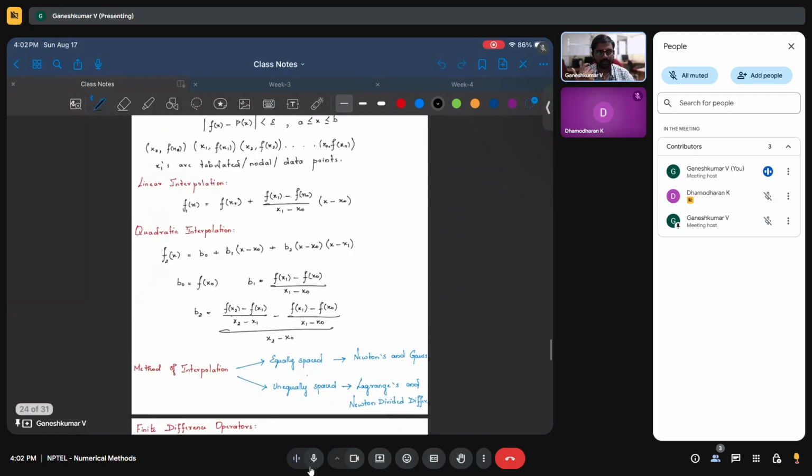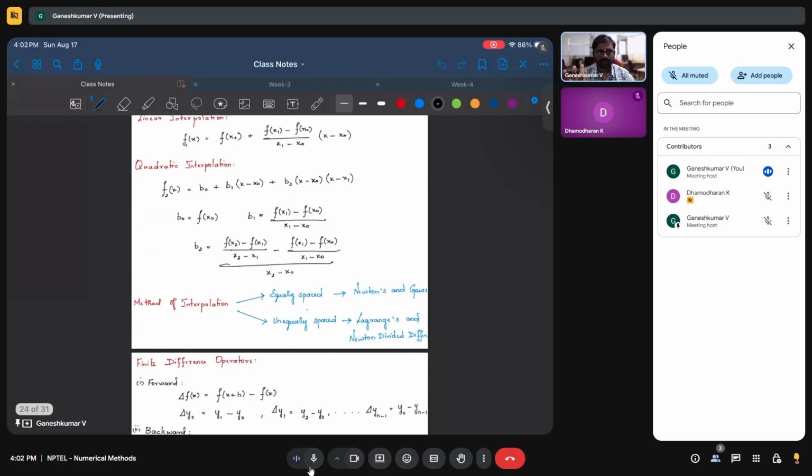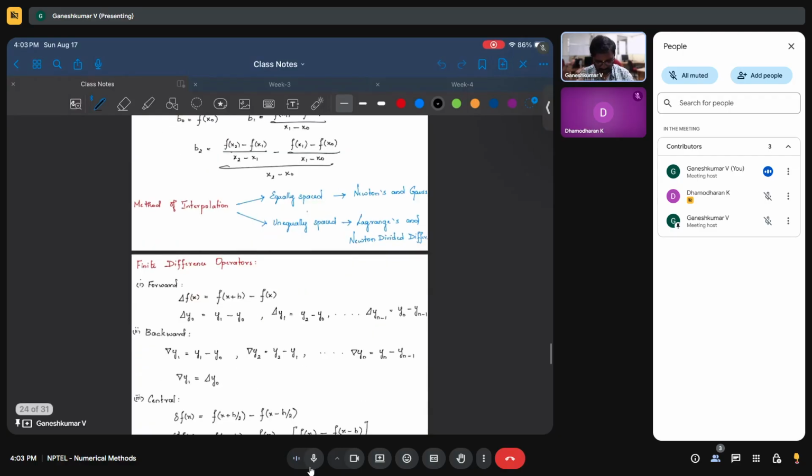So the first thing we saw is linear interpolation, quadratic interpolation, and then there are two different methods of interpolation. Broadly, you can classify them as whether the xi's are equally spaced or unequally spaced. Equally spaced methods are Newton's method and Gauss' method, and unequally spaced methods will be taught next week, which are the Lagrange method and Newton's divided difference method. So these are the broad classifications of interpolation.